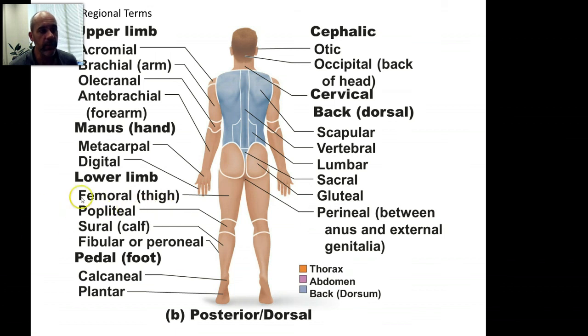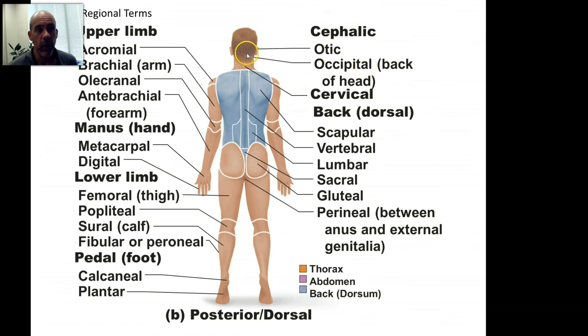The popliteal region, backside of the knee. Sural refers to the calf. Calcaneal refers to the heel. And plantar refers to the sole of the foot. Maybe you've heard of somebody who has plantar fasciitis. You have inflammation of some of the tissues on the sole of the foot, which can be very painful, pretty common in runners. Let's see, otic region refers to the area around the ear.